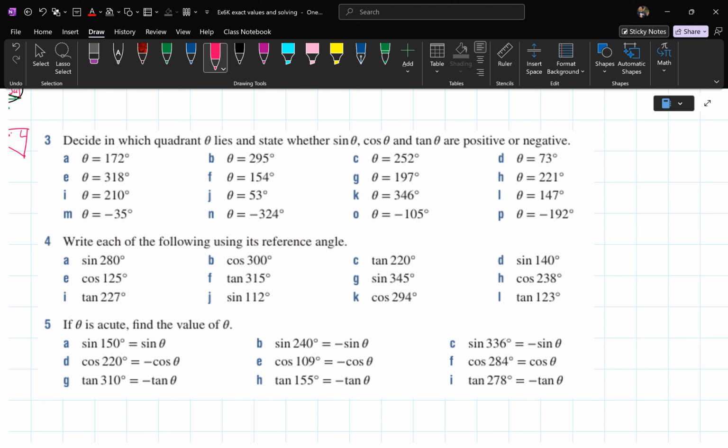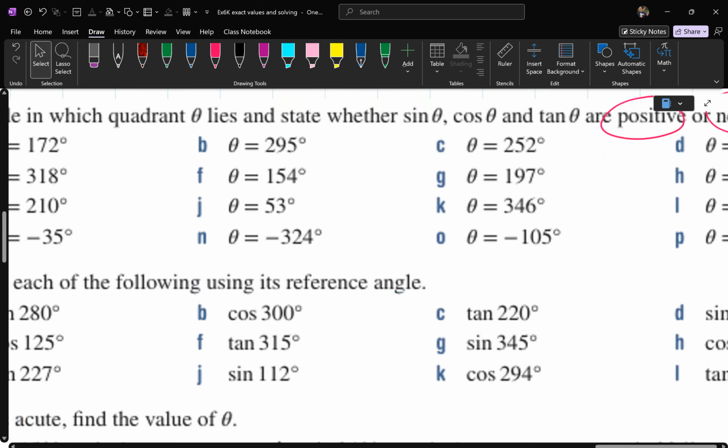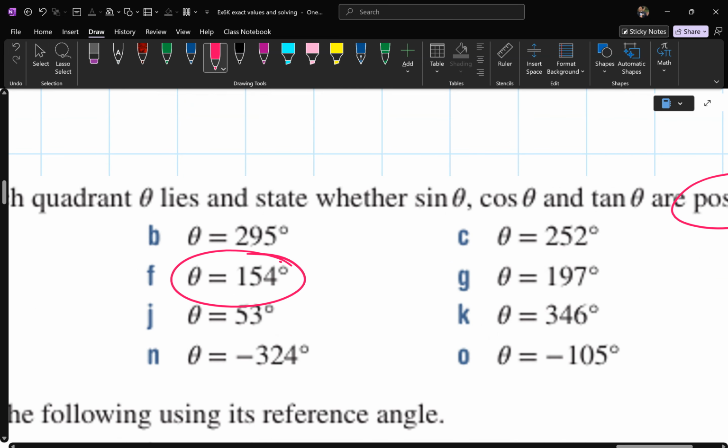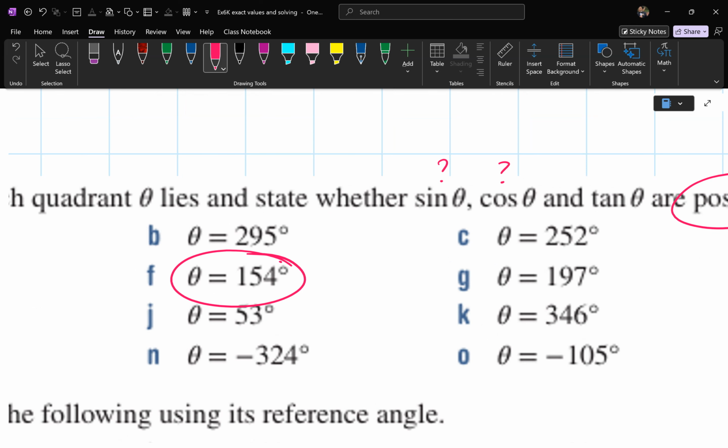Ex6IK now should feel a bit easier because it's looking at the macros or the micro steps. So it'll be asking you, is it positive or negative? For example, if you picked this one, at 154 degrees, is sine positive, cos positive, or tan positive? This is training you to think about the unit circle. Which quadrant are you in at 154 degrees?